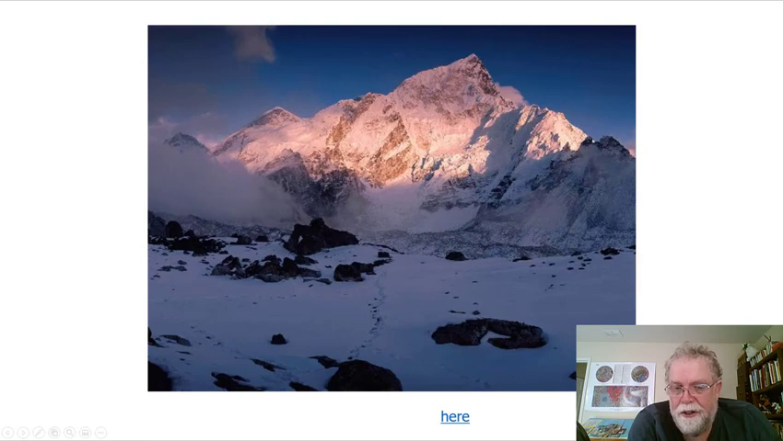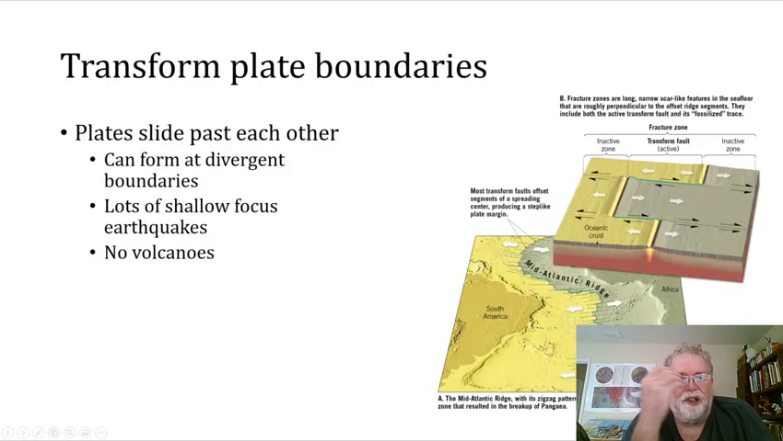Alrighty, so what if plates are sliding past each other? Tectonic plates can do three different things, basically. They can move away from each other, they can move toward each other, or they can slide past each other. We talked about moving away from each other. That's a divergent boundary. We talked about moving toward each other. There's three ways to do that: ocean-continent, ocean-ocean, or continent-continent.